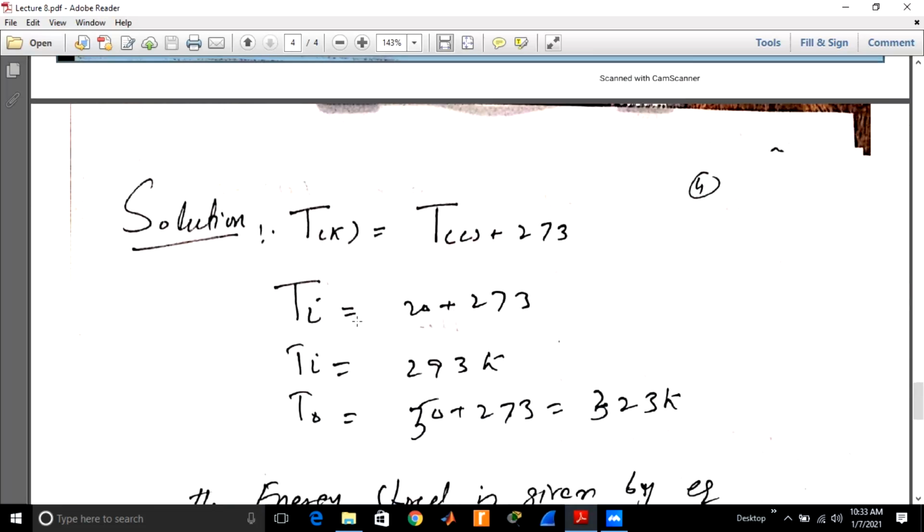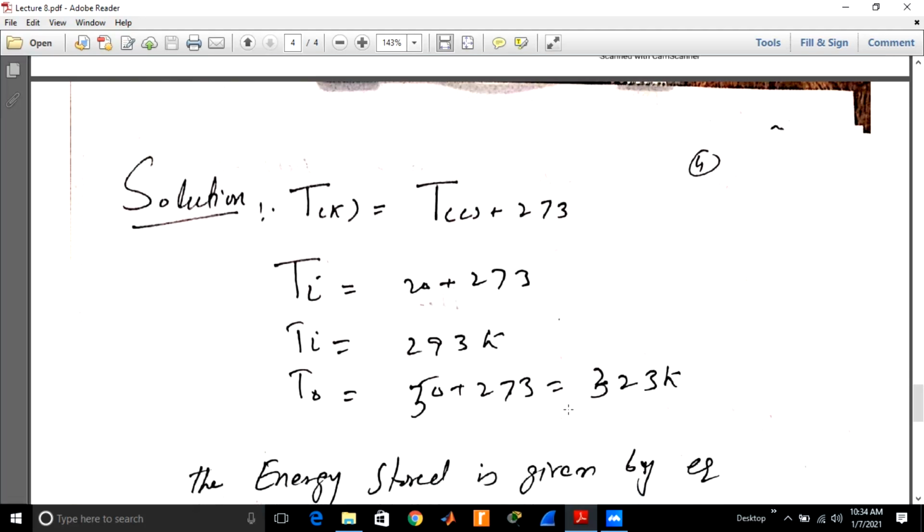So T1, the inward flow temperature, was 20, and this is the formula for conversion from centigrade to Kelvin: temperature in Kelvin is equal to temperature in centigrade plus 273. So 20 plus 273 means 293 Kelvin, and this is the temperature out from the riser tube, meaning 50 plus 273, so this means 323.